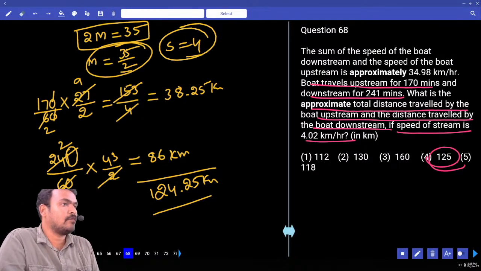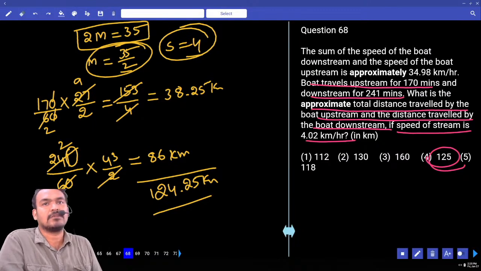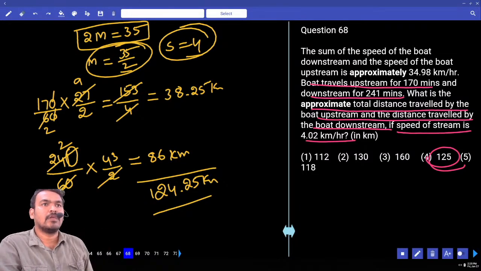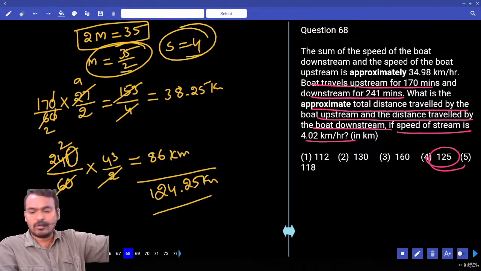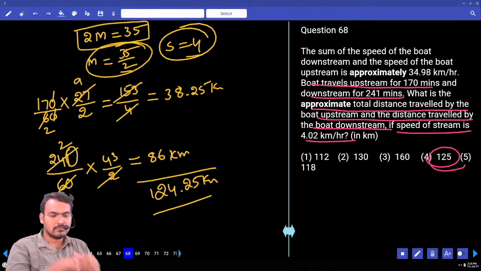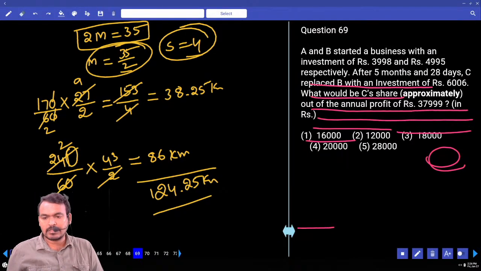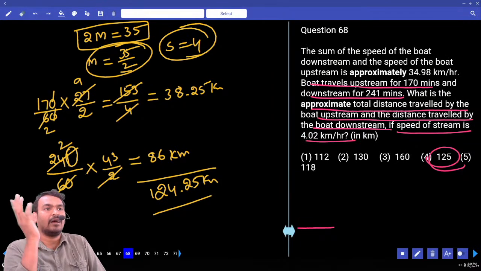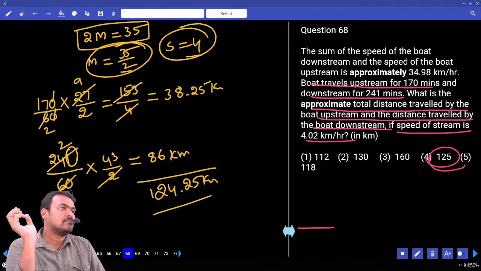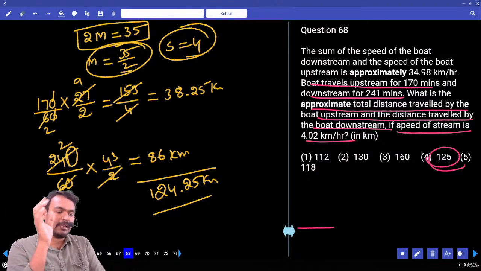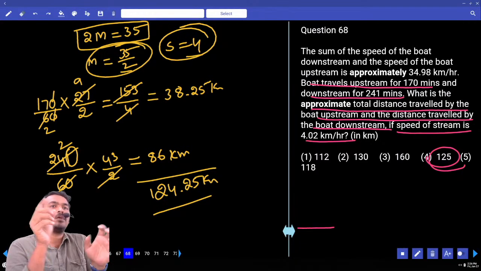Suppose in place of 170 we consider 180 minutes also, we get the same answer. In place of 170 we consider 180. In place of 241 we are getting 240. 180 minutes means 3 hours or not? 240 minutes means 4 hours or not? But 180 means it is almost 10 minutes difference or not? Okay, answer also changes or not? That's why we have taken the first one as exact value, second one as nearby value.